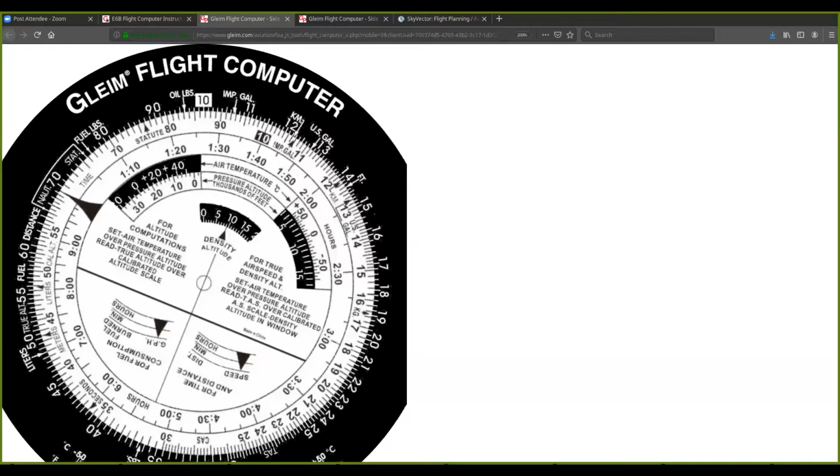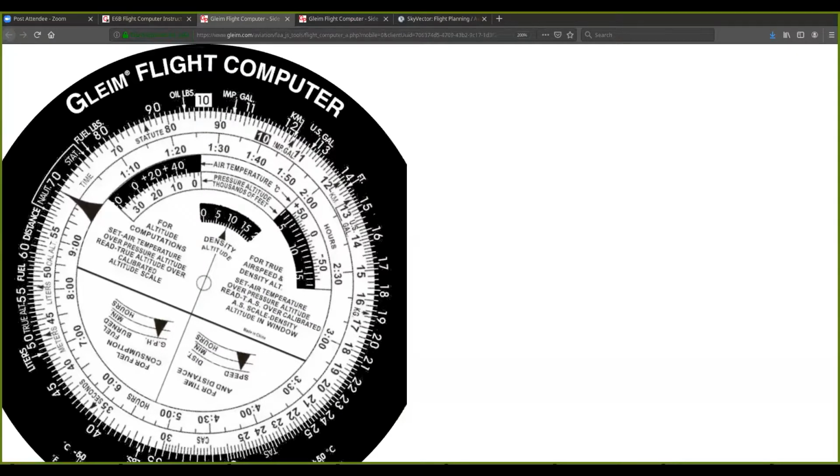Summertime density altitude up here gets up over 10,000 feet. The plane thinks it's at 10,000 feet already and it hasn't even gotten off the ground. Okay, not the greatest thing in the world. So fuel tanks need to be appropriate for the mission at hand.